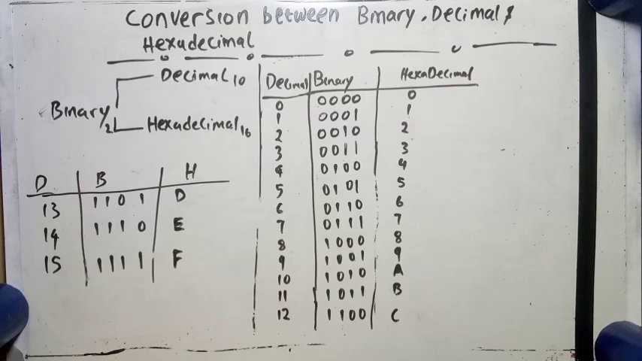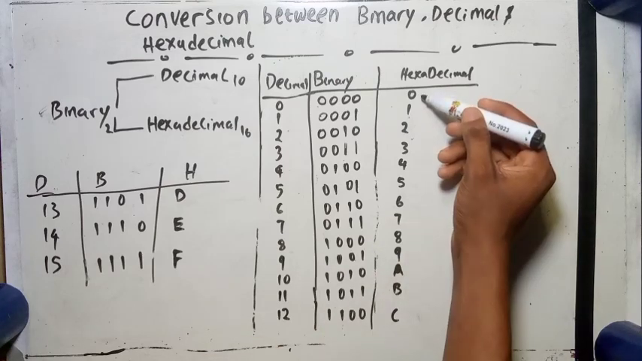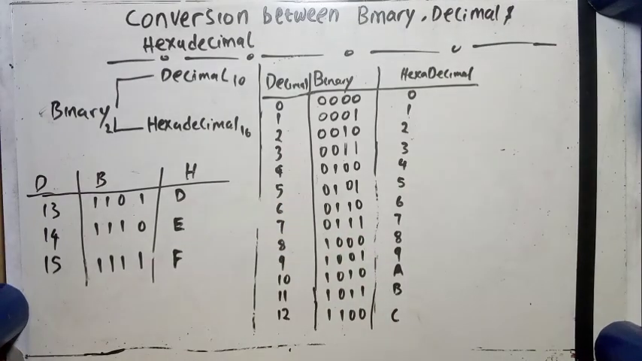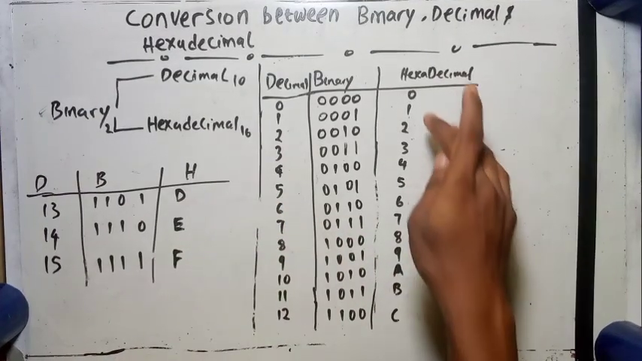Someone is asking me, what if we have 16? If we have 16, then, okay, I'll find that out myself. So this is for our hexadecimal. This is the table.